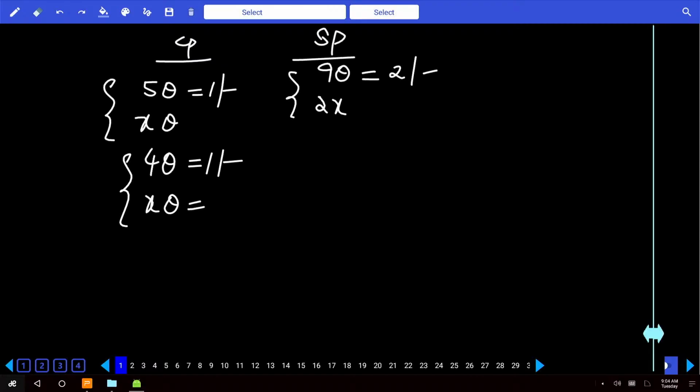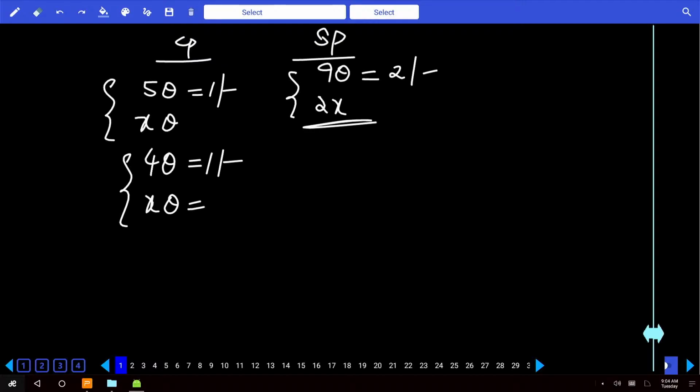But while selling, he sells 9 oranges for 2 rupees. So in this combination only he has to sell. Like that, he is selling 2x oranges. Then 2x must be a multiple of 9. So X must be a multiple of 9. X must be a multiple of 4, 5 and 9. Let's go for the common multiple.